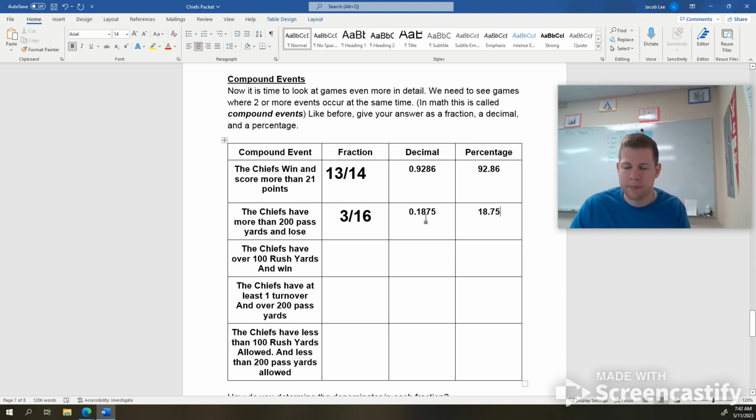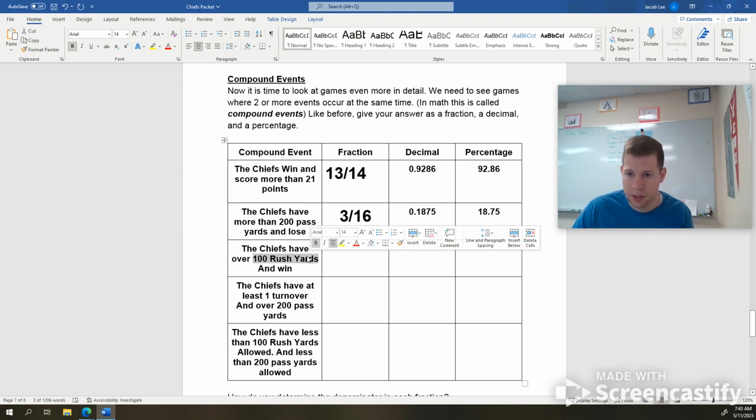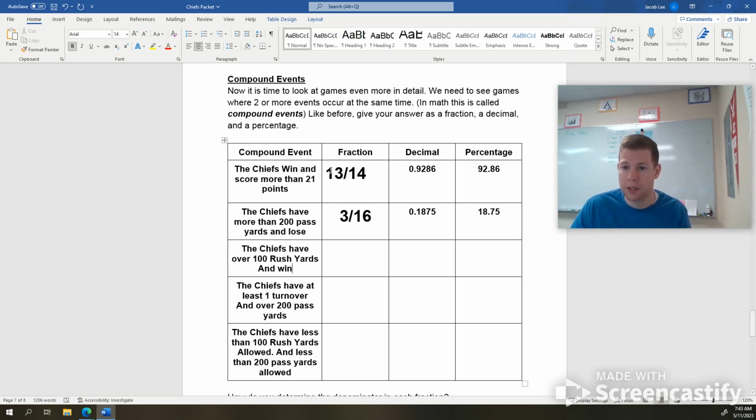And that's it. Be very careful that you are keeping track of your total games being how many times the first event occurred, and your top number, your numerator, being the times both events occurred in the same game. Okay? The numerator is how many times both events occurred in the same game. The bottom number, the denominator, is how many times the first event occurred.